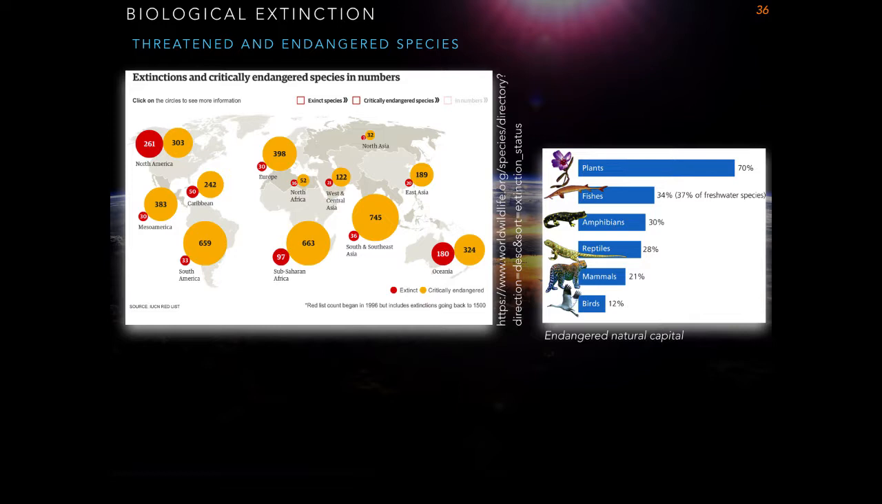And again, of the possible over 10 million species that we estimate on the planet, we only know about 2 million. So that's a lot of species that go extinct without us noticing and knowing about it.